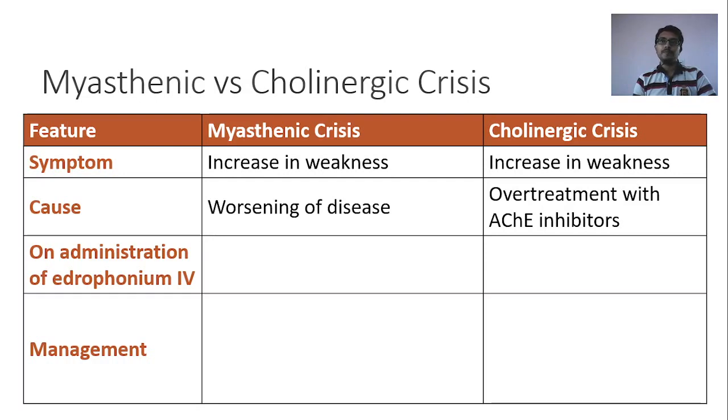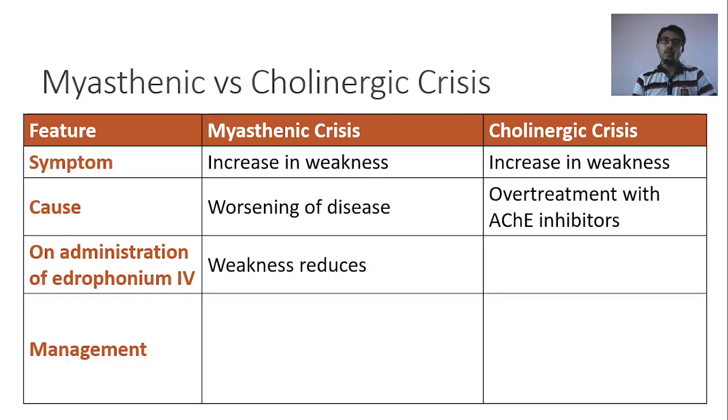If you remember, edrophonium binds only to the anionic site. It doesn't bind to the esteratic site. So you give edrophonium, it blocks the functioning of acetylcholinesterase enzyme for a short period of time. It blocks it weakly. So what will happen if you give edrophonium? The patient is having myasthenic crisis. What is going to happen? The patient will recover. The weakness of the patient is going to reduce.